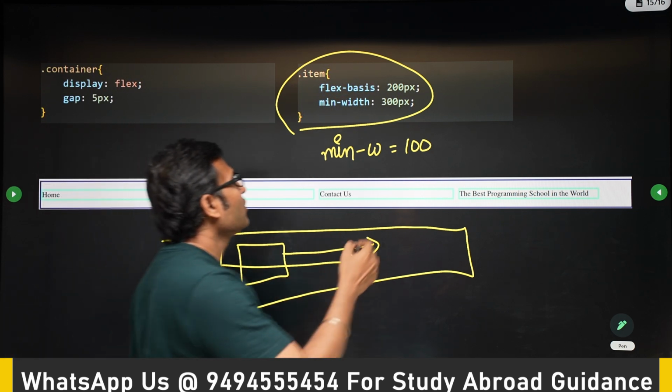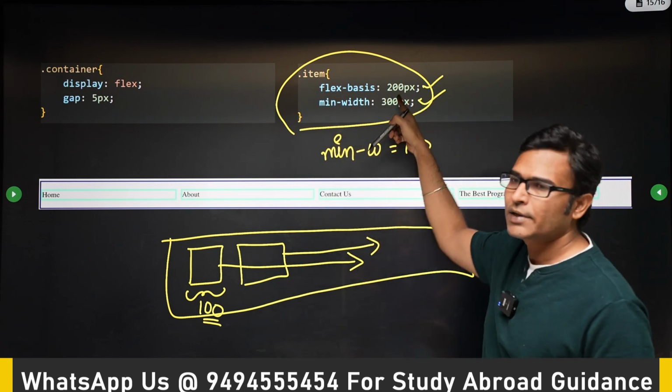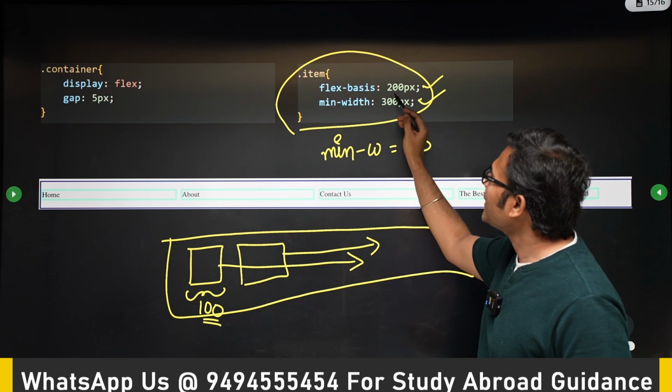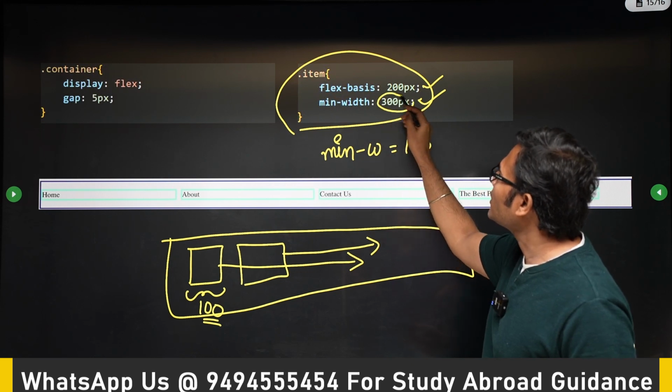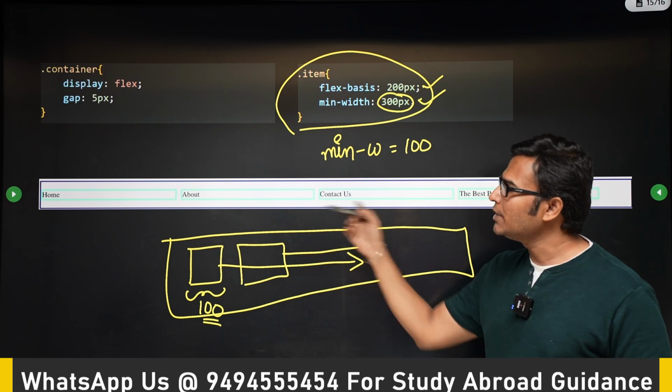Okay, and if flex basis and min width both are given, then the maximum of these two will be taken. Whatever is the maximum of these two values, that will be taken, and that will be the min width.